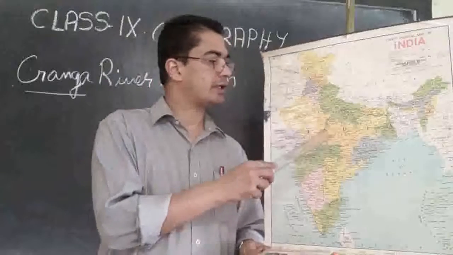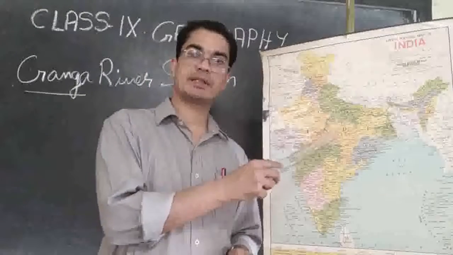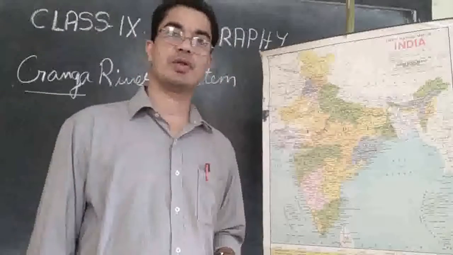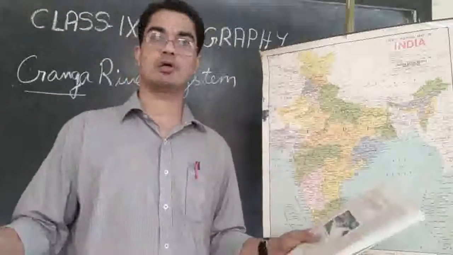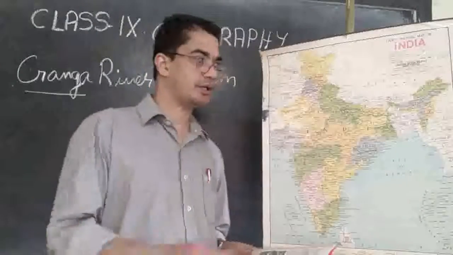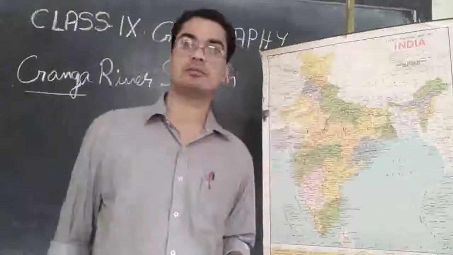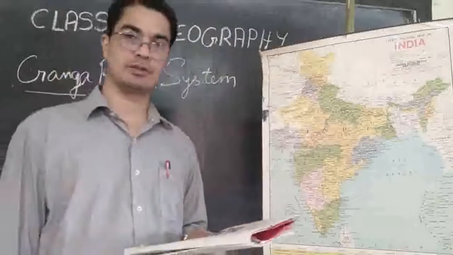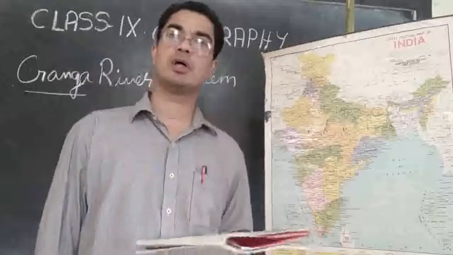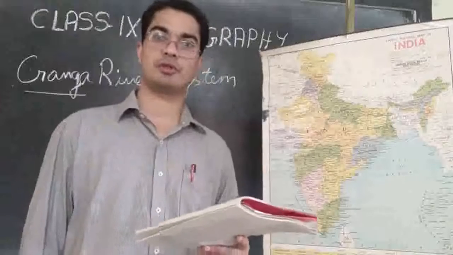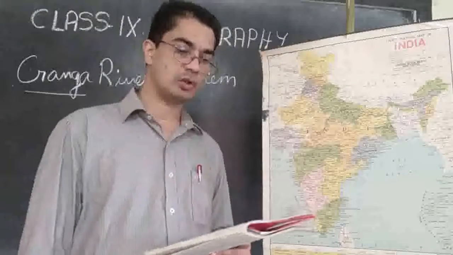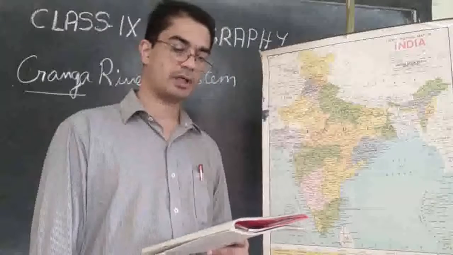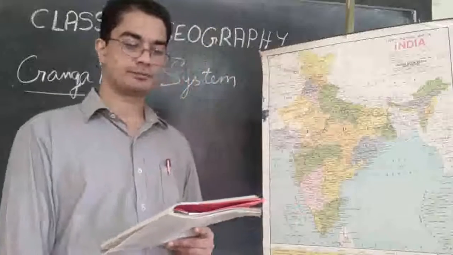So from here they start. After flowing some time, they join the river Ganga. So they do not have a very long course for flowing. But the rivers coming down from Himalaya have a longer course. So here they flow for a short time, a short distance, and then they join the big river Ganga.